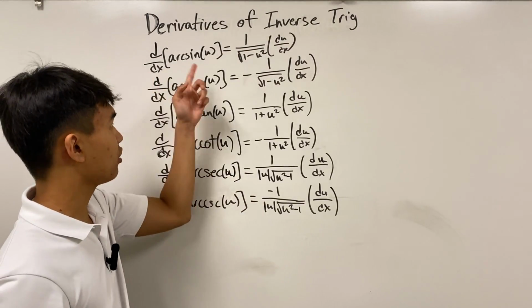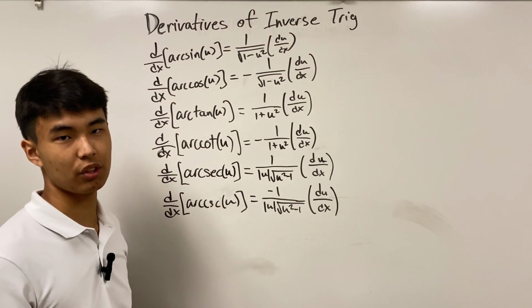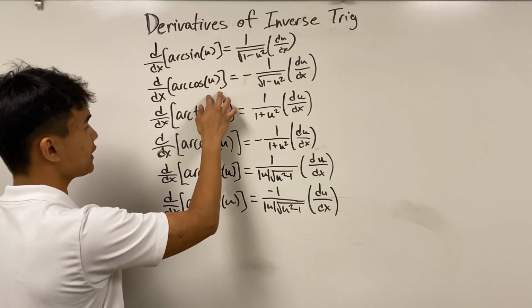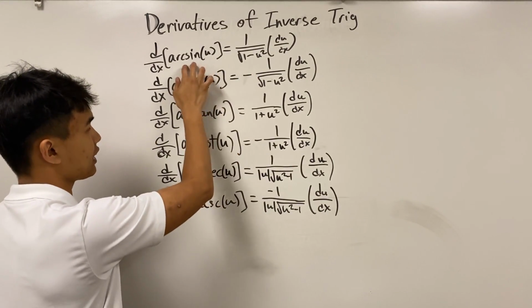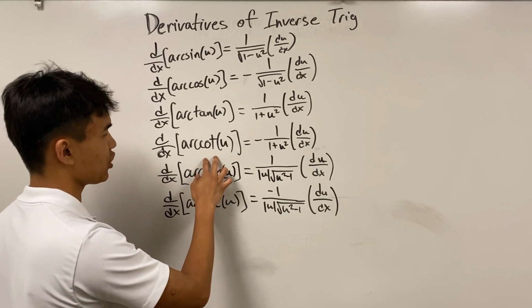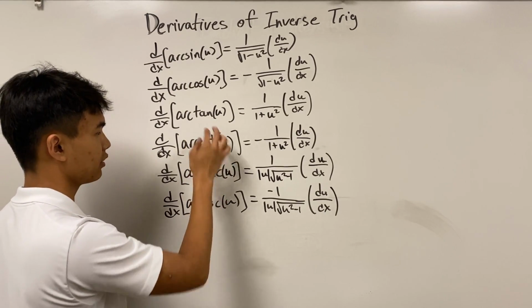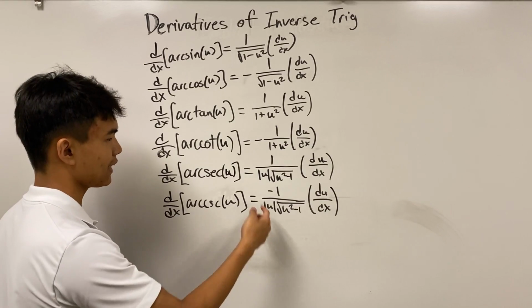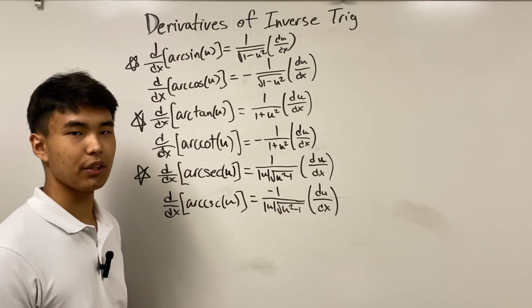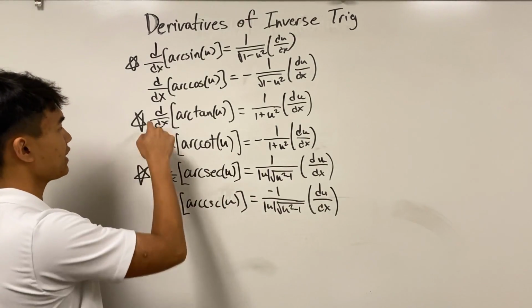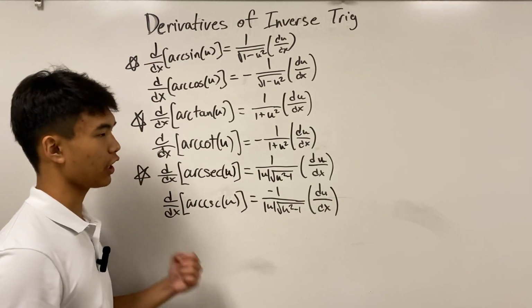They're all in their general form for anything you put inside the function. And notice that the derivative of arc cosine is just the negative derivative of arc sine. The derivative of arc cotangent is just the negative derivative of arc tan. The derivative of arc cosecant is the same as negative derivative of arc secant. So in reality, all you have to memorize are these three starred ones, and just remember that their co-counterpart is negative.